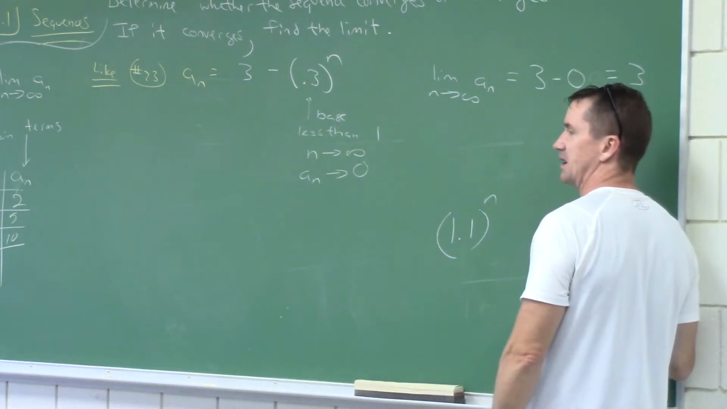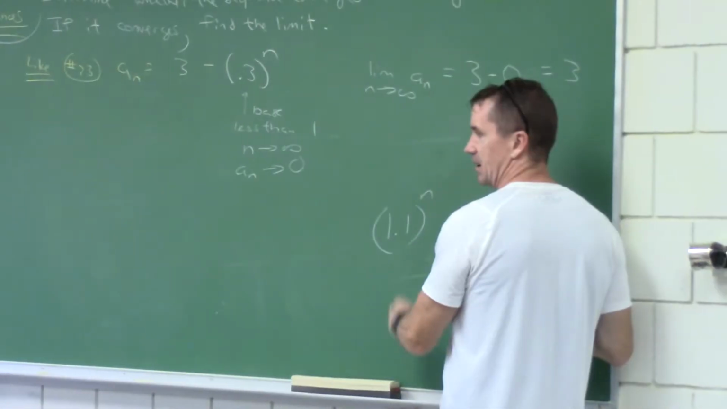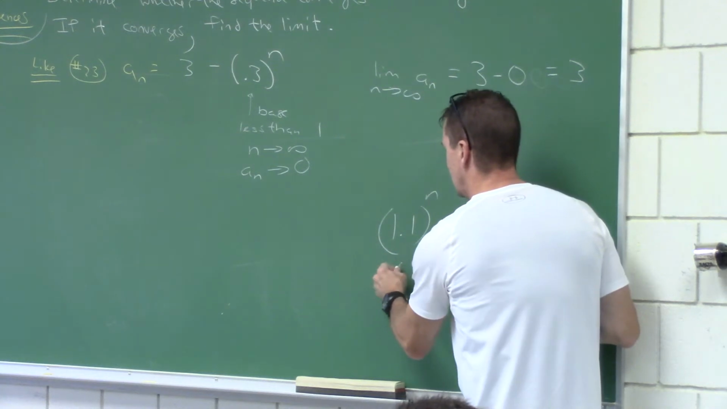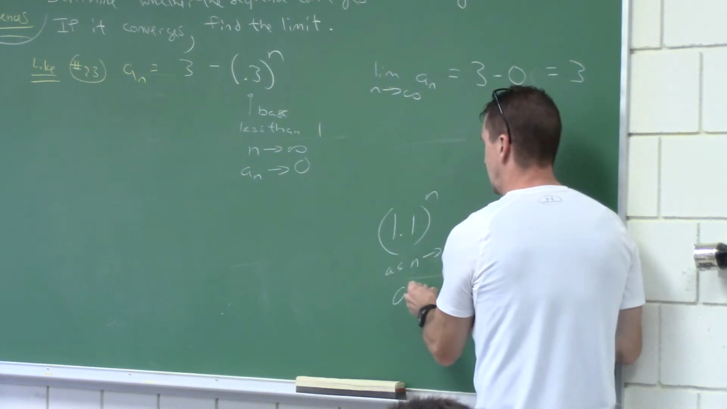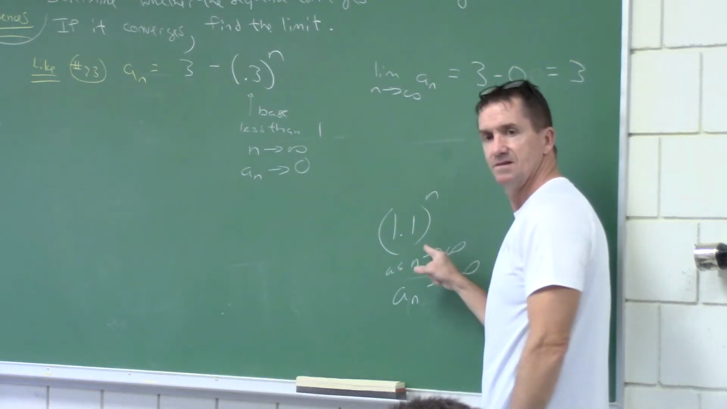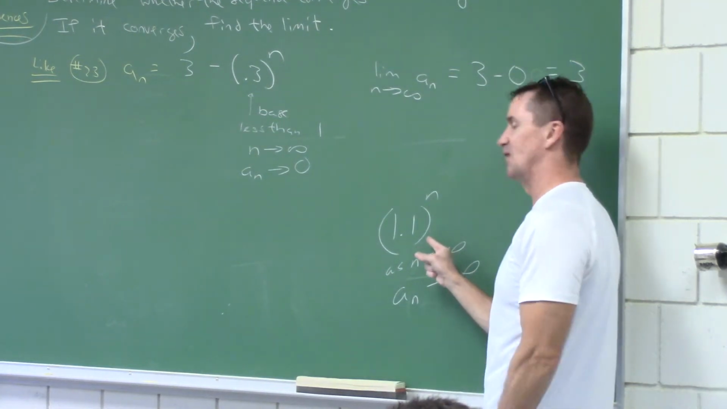You remember about exponential functions? As n approaches infinity, you know where this is going? This sequence right here would head towards infinity. Overflow. It goes over 1.1.